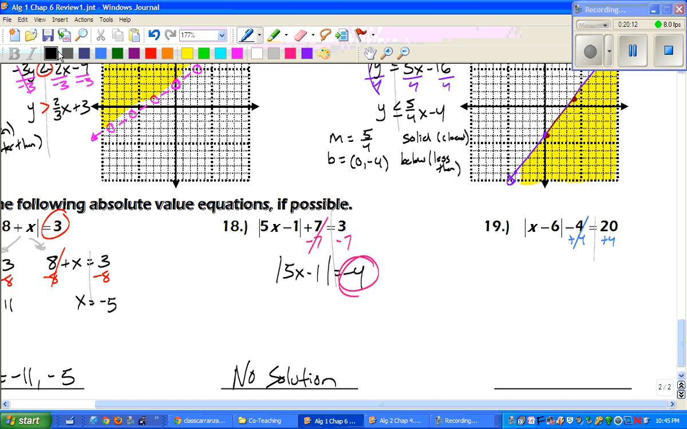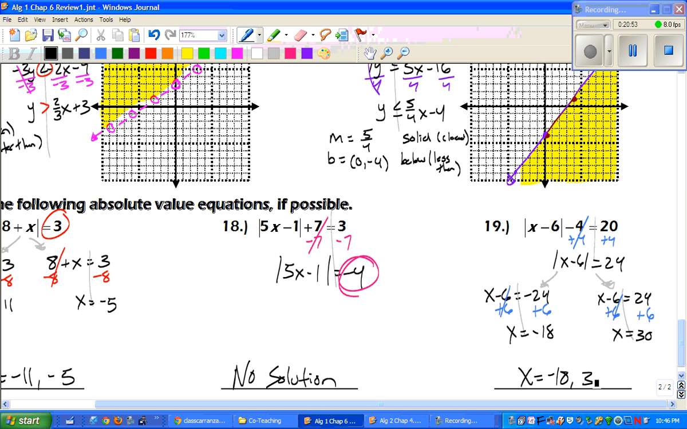Add 4 to both sides. We get the absolute value of x minus 6 equals 24. You can break that up into 2 problems. x minus 6 equals negative 24, and x minus 6 equals positive 24. Go through and solve for x in each one of those. Add the 6. We get x equals negative 18. Add the 6 to the other side. You get x equals 30. So our answers, x equals negative 18 and 30.